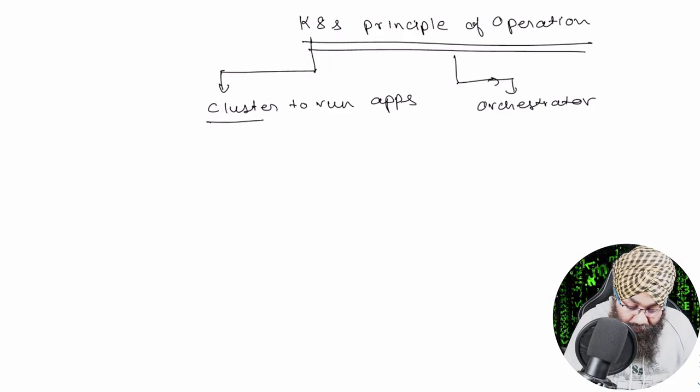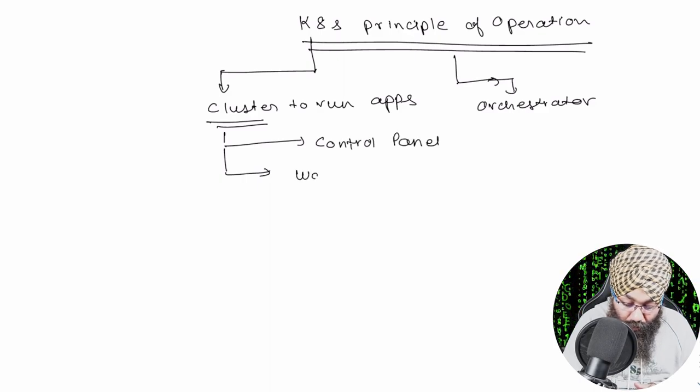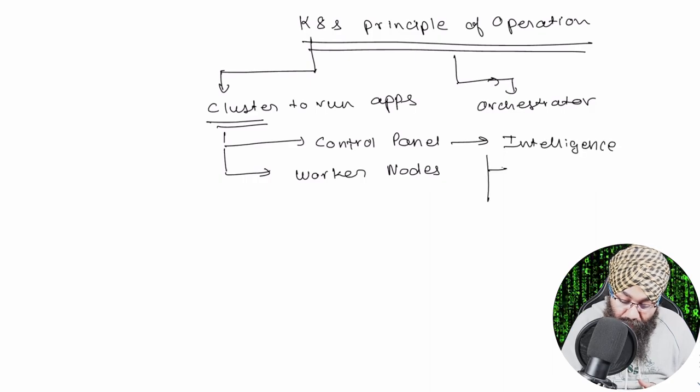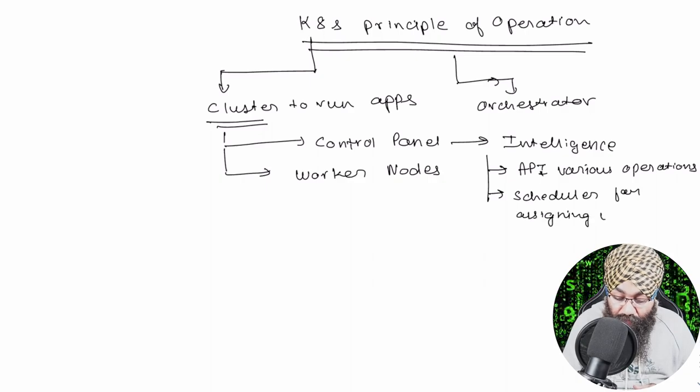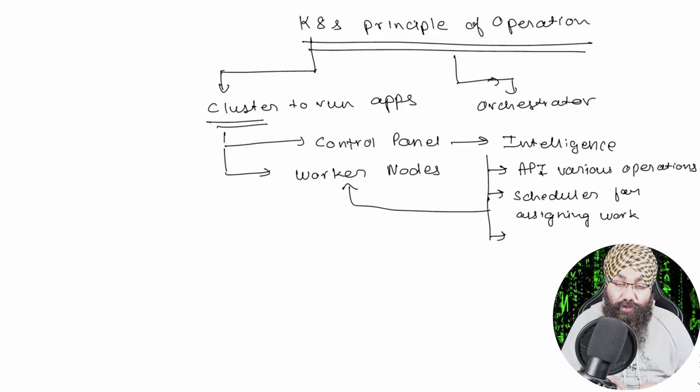So the Kubernetes cluster consists of two parts. It is built up of the control plane and worker nodes. The control plane implements the intelligence. Some of its functions are, it exposes an API for various operations. It also has a scheduler for assigning work. The work is assigned to the worker nodes. Okay, but let's not go there. Let's understand all the components one by one.